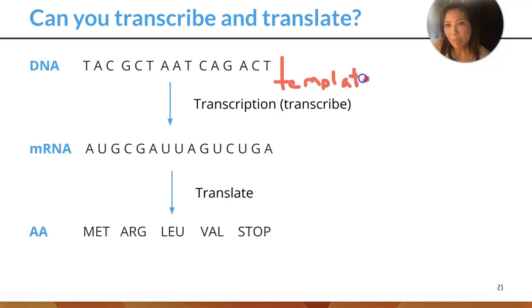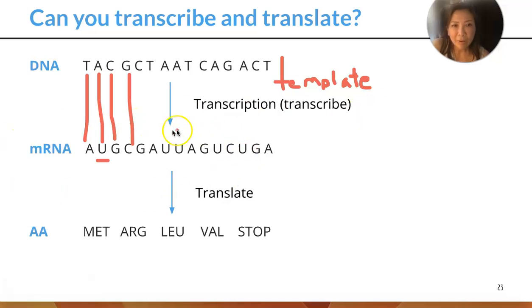So this is the template strand. It's going to be complementary to that. So the T is going to be complementary with A, right? A with U, because this is mRNA, so now we have a U in place of a T. C with G, G with C, and so on, right? So that's transcription. Now we have our mRNA.